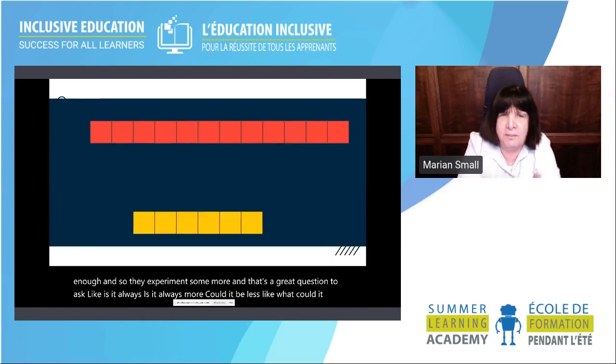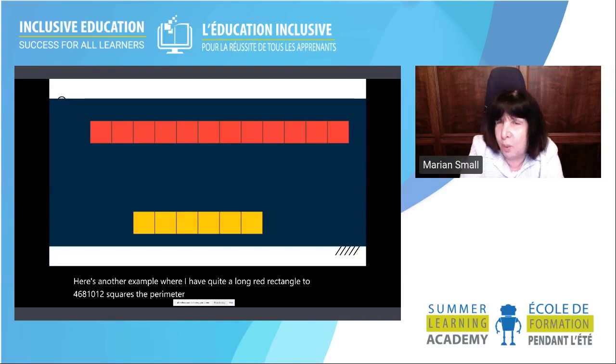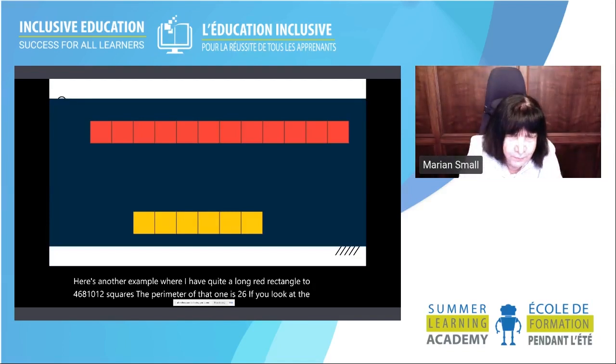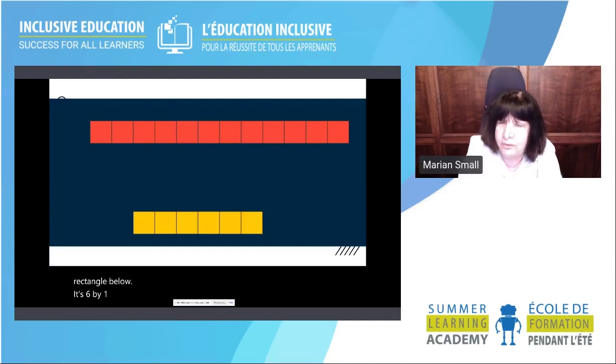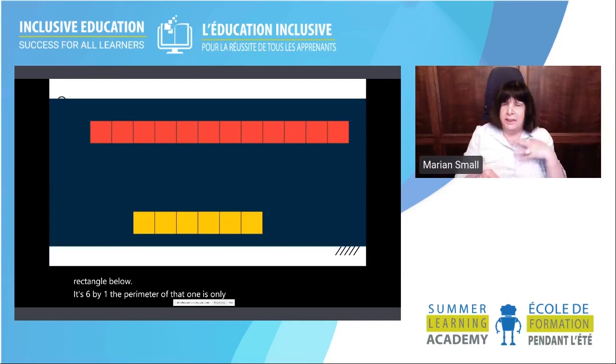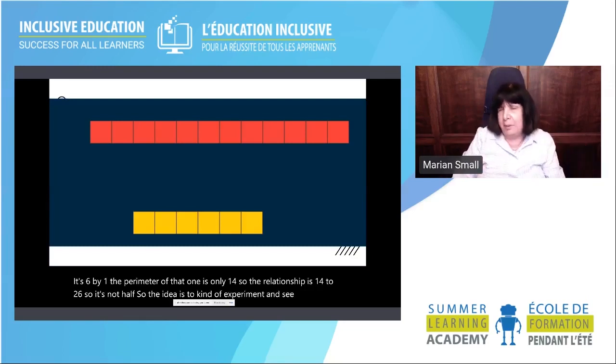Here's another example where I have quite a long red rectangle, 2, 4, 6, 8, 10, 12 squares. The perimeter of that one is 26. If you look at the half rectangle below, it's 6 by 1. The perimeter of that one is only 14. So the relationship is 14 to 26. So it's not half. So the idea is to experiment and see what really can happen.